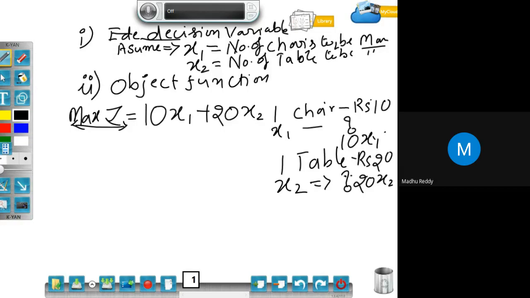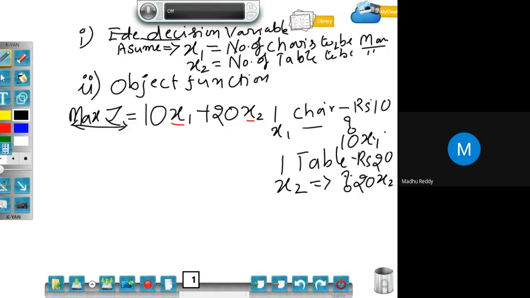In the future, when we solve this LPP problem, we need to know the number of chairs to be manufactured and the number of tables to be manufactured. 10x1 plus 20x2 will be solved in the future. Right now, we are formulating the problem into the LPP. We are defining the problem into LPP.